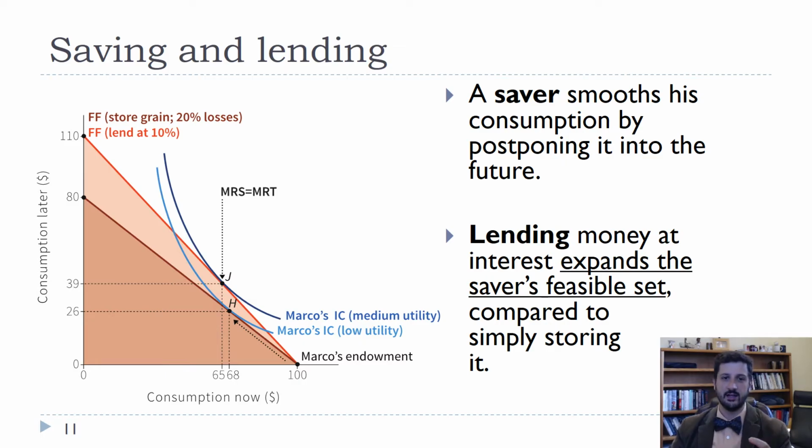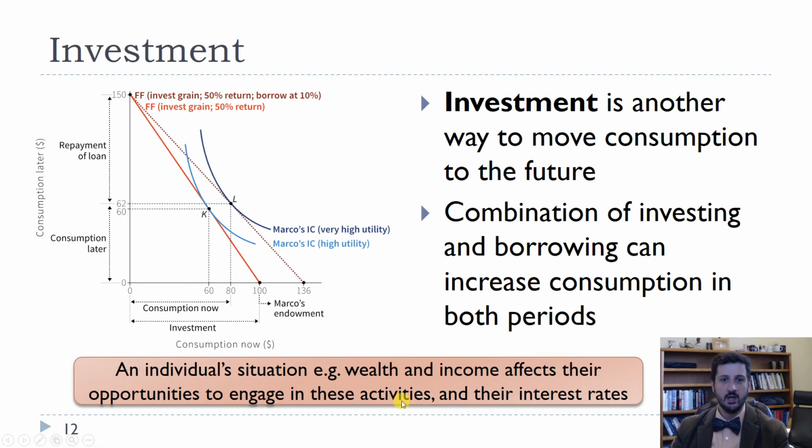So lending expands the feasible set and a higher interest rate, positive 10% as opposed to negative 20% in this case, allowed Marco to consume more, whereas for Julia, a higher interest rate because she's borrowing allows her to consume less. And so that's an important distinction between borrowers and lenders.